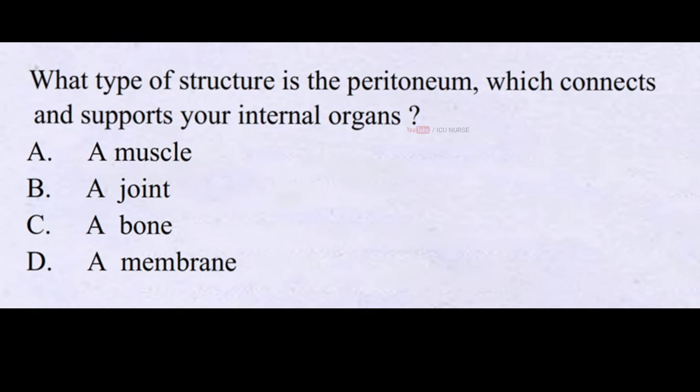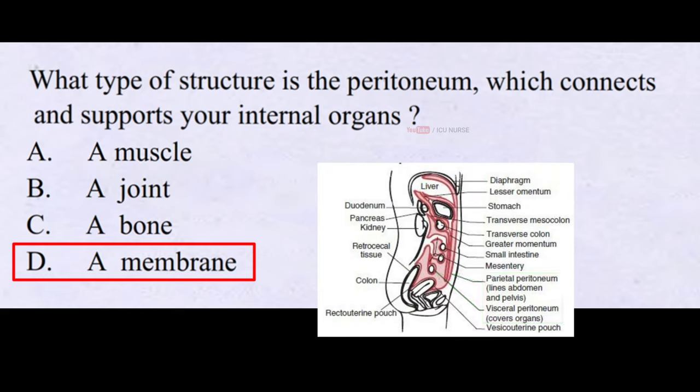What type of structure is the peritoneum which connects and supports your internal organs? A. A muscle. B. A joint. C. A bone. D. A membrane. And the correct answer is D. A membrane. Peritoneum is a membrane, a sheet of smooth tissue that lines your abdominopelvic cavity and surrounds your abdominal organs. It helps to hold them in place and secretes a lubricating fluid to reduce friction when they rub against each other.